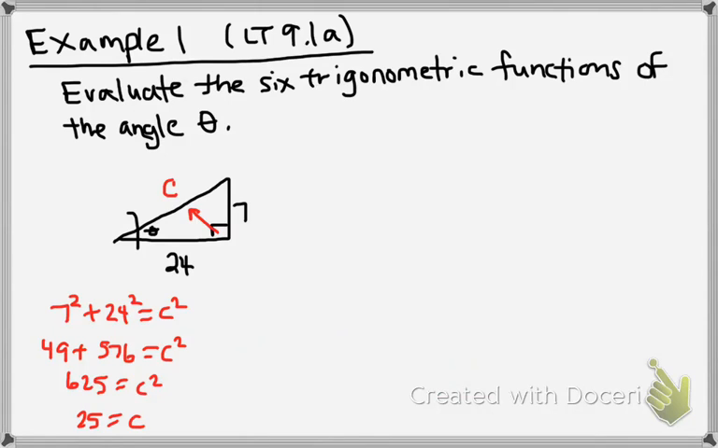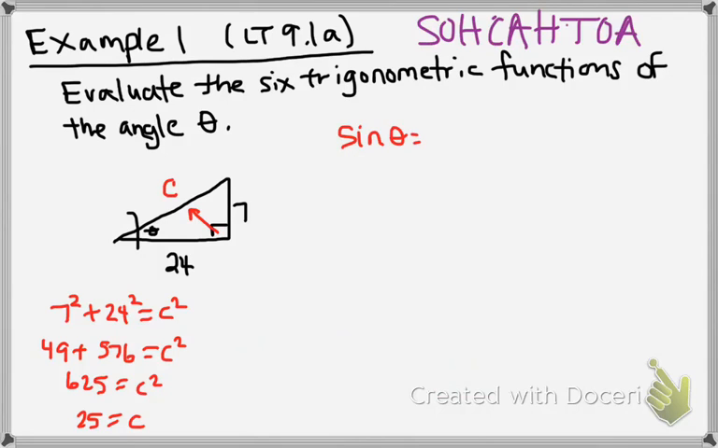Now I've got the 3 sides of my triangle, so I can come up with my 6 trigonometric functions. And if it helps, write yourself a note at the top of the page for your SOHCAHTOA. So it's a good idea to have that handy, just to make sure that you're doing the correct trig functions. So we're going to start with the sine. Sine is the first part of that. Sine is opposite over hypotenuse.